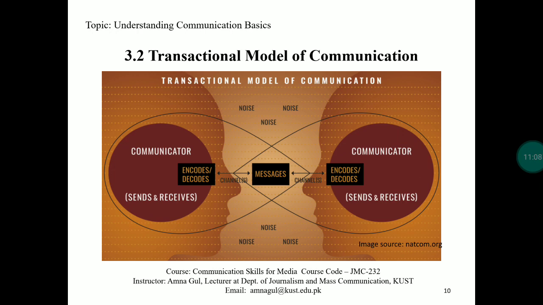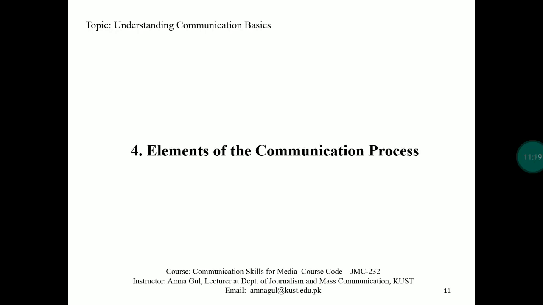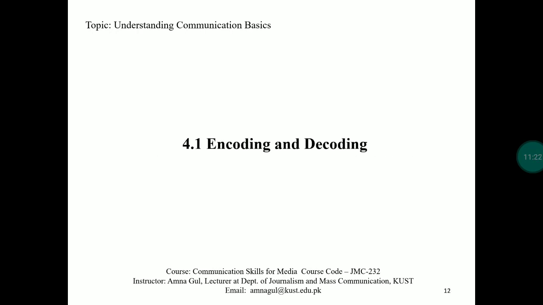Now we'll discuss the elements of the communication process, going through these things one by one. I would like to start off with the first thing, that is encoding and decoding. Encoding refers to the process of taking an idea or mental image, associating that image with words, and then speaking those words in order to convey a message. I'll repeat. Encoding refers to the process of taking an idea or mental image, something that is in your mind, associating that image with words, and then speaking those words in order to convey a message.